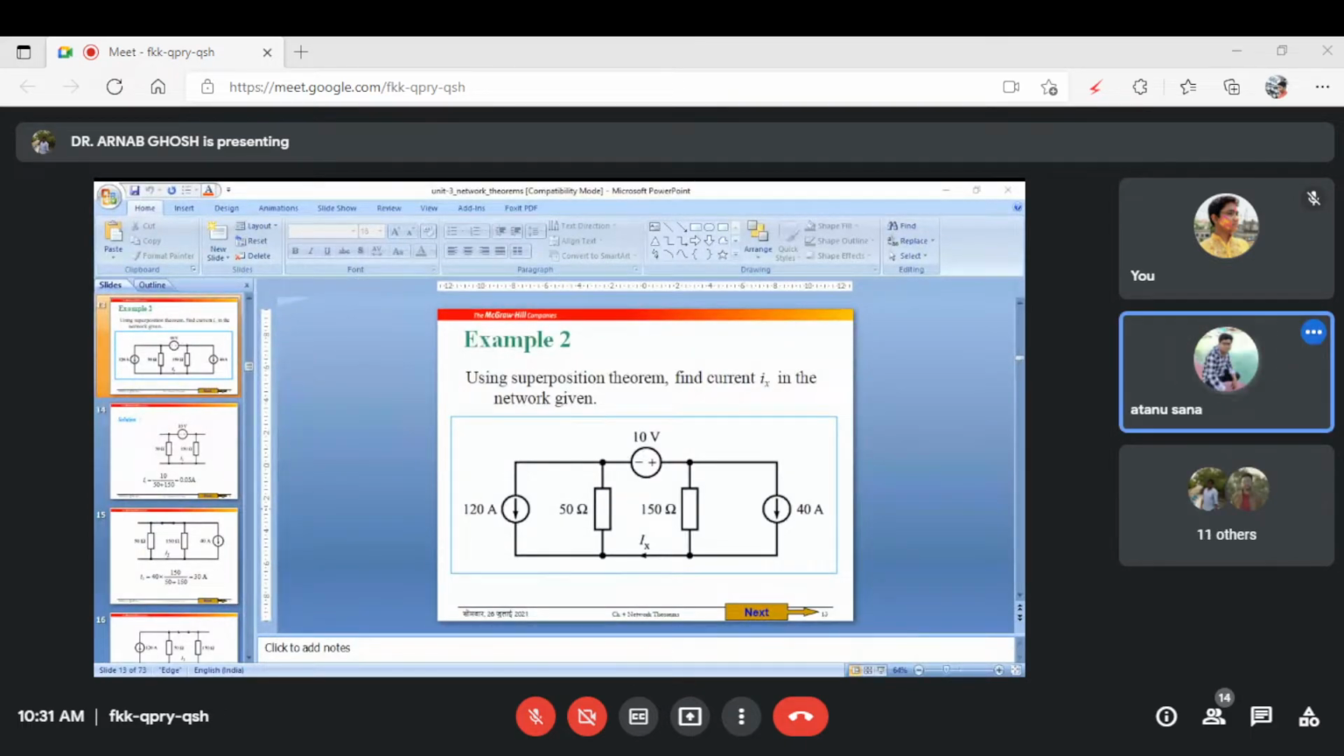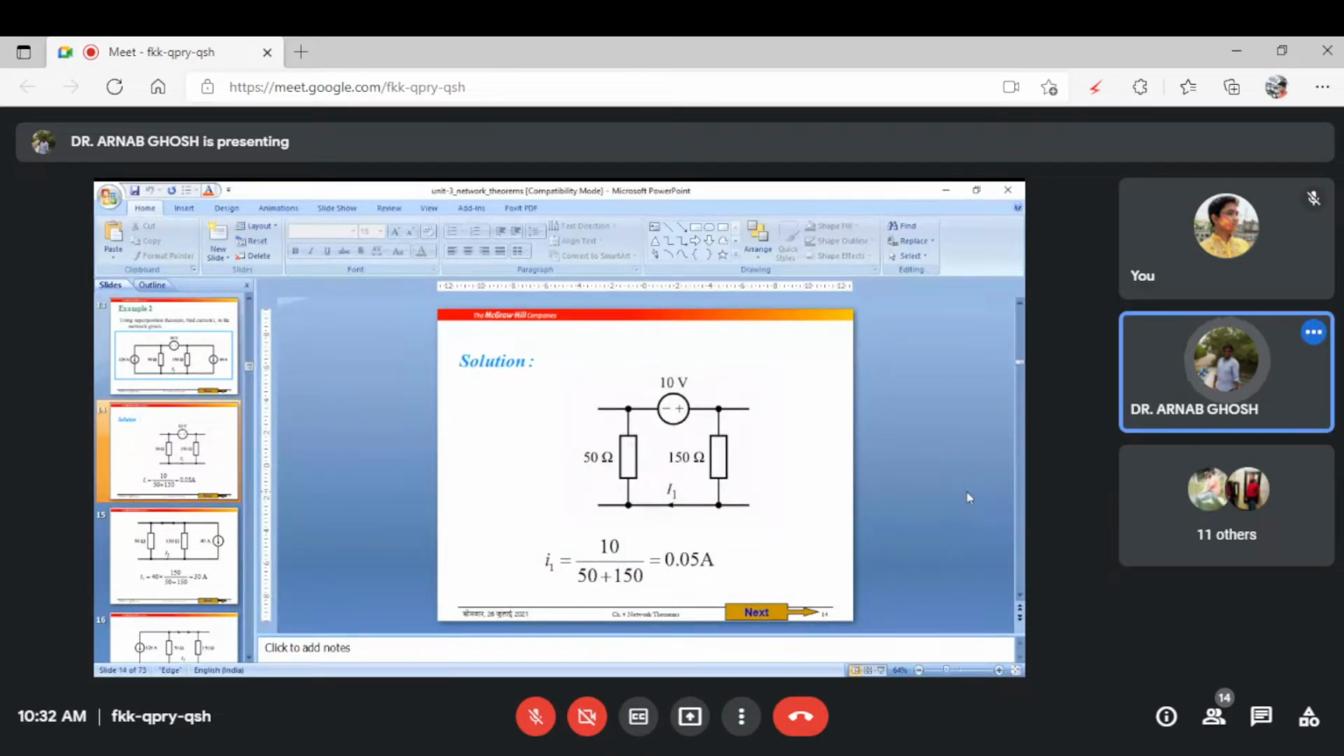It was, sir, 0.05 ampere. Is this the total current? Taking 10 volt on, then it's 0.05 ampere. Yes, sir. Okay, taking 10 volt, it is 0.05 ampere. Yes. Now find out the total. Then consider 40 ampere. Yes, sir. For 40 ampere, the answer is 30 ampere. Yes, and for 120 ampere, the answer is 30 ampere also. So what is the total current then?